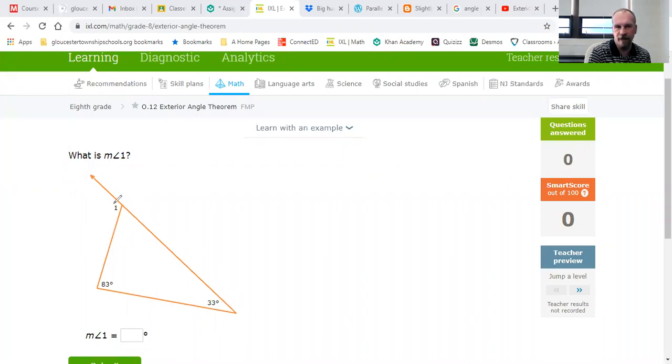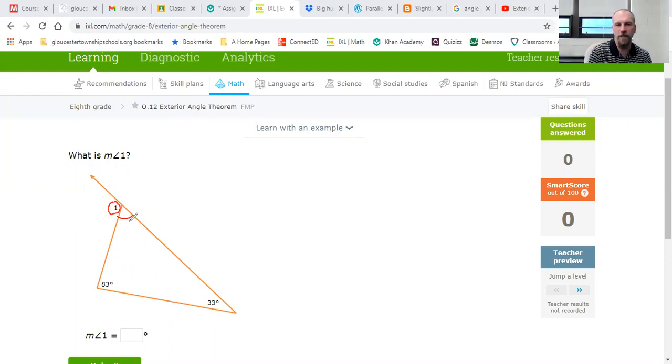And look at the angle they're asking about, angle number one. It's on the outside of the triangle. It's not part of the interior angles, so it's not part of that 180 that's going to be on the interior of the triangle. But you might notice that angle 1 and this angle right here form a straight 180 angle.